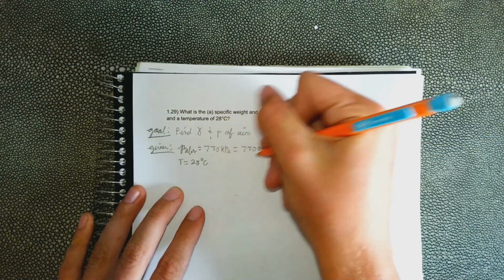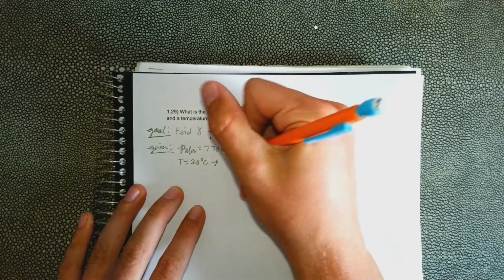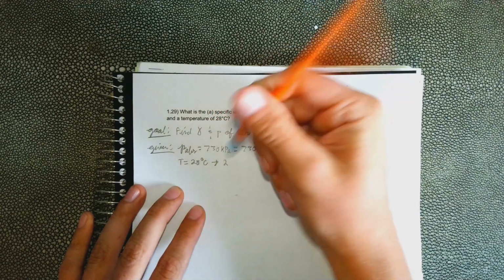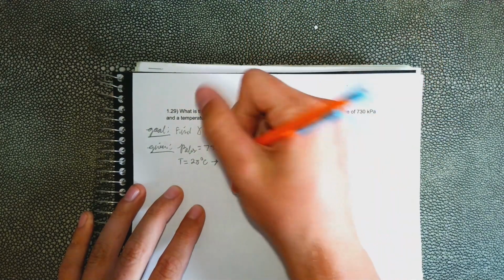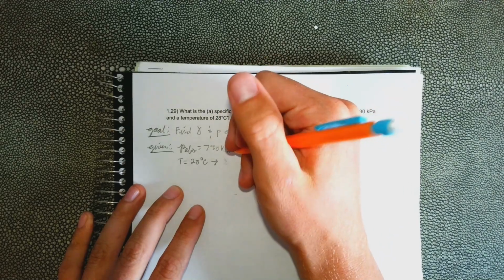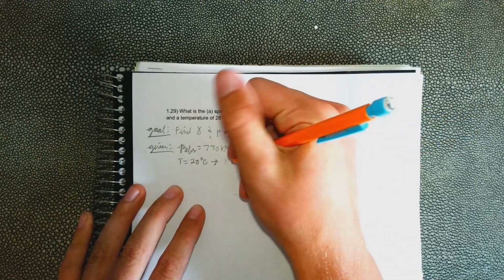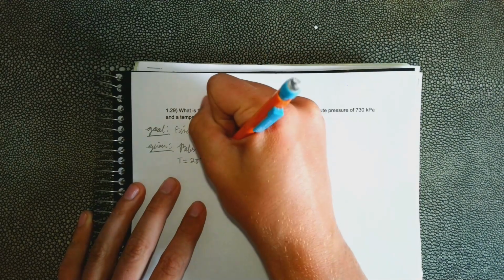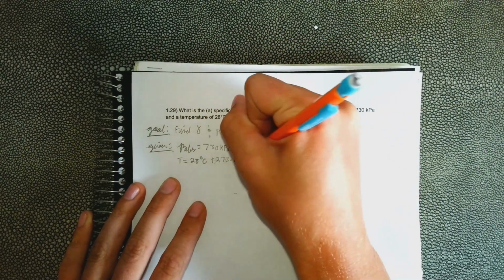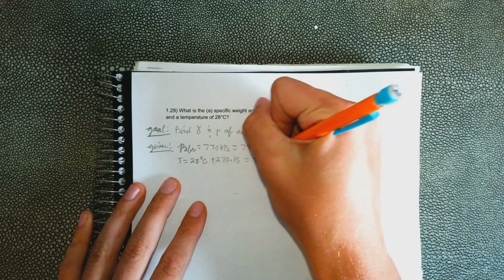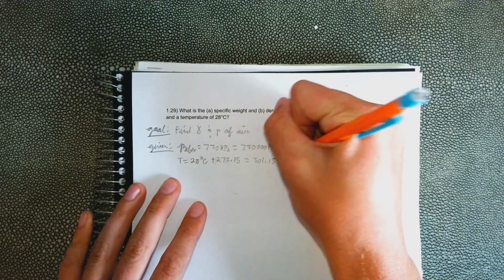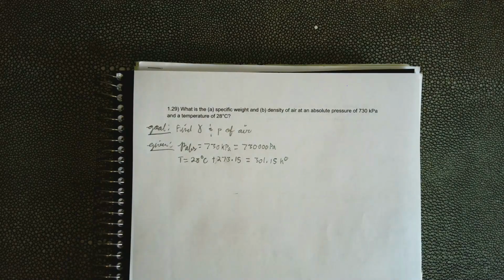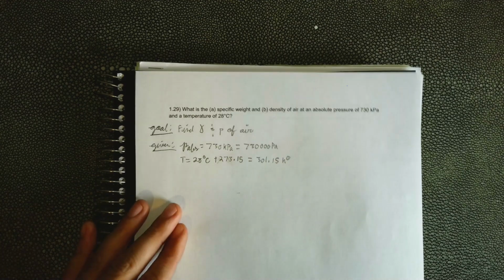We're going to need to convert this to Kelvins later, so I'm just going to go ahead and do it now. To do that, all you do is add 273.15. So I'll write that out. And that will give us 301.15 Kelvin. Okay, so that's what we're given.